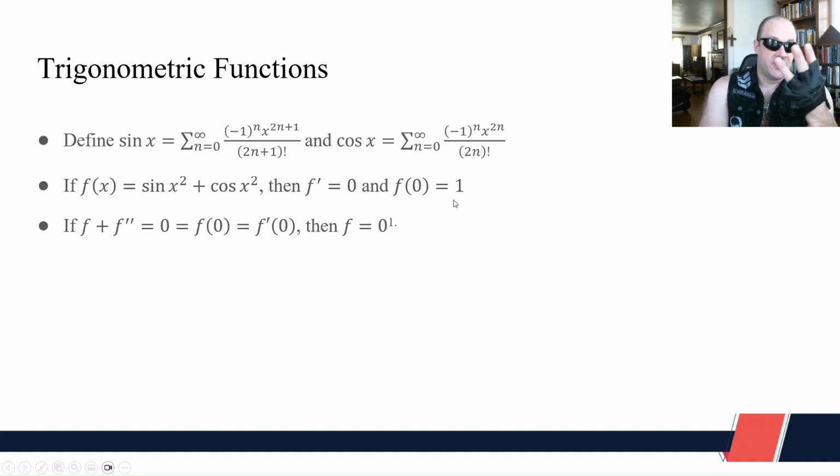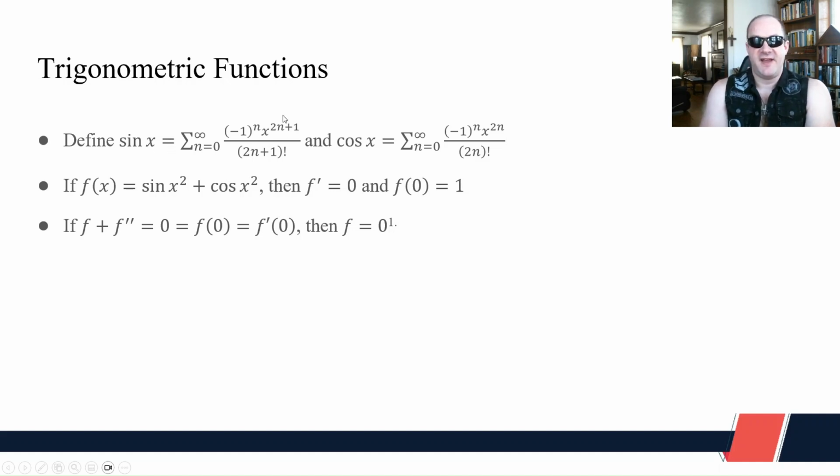And now this will be the third time we use that technique. What we're going to do is prove a lemma, and we're going to say, look, suppose that you have a function such that the function plus its second derivative is equal to 0, which does hold true in the case of sine and the case of cosine. But it's also true that the function and its first derivative at 0 are also equal to 0, which does not hold for the sine and the cosine.